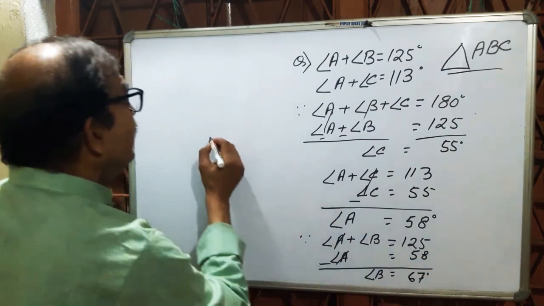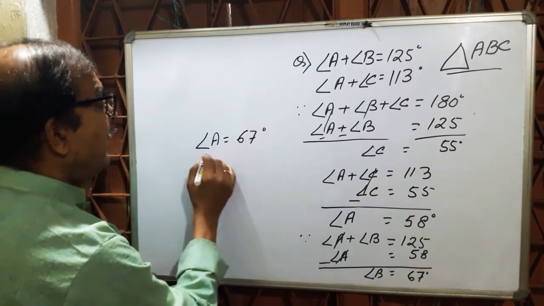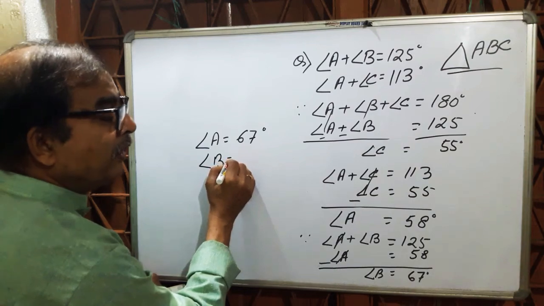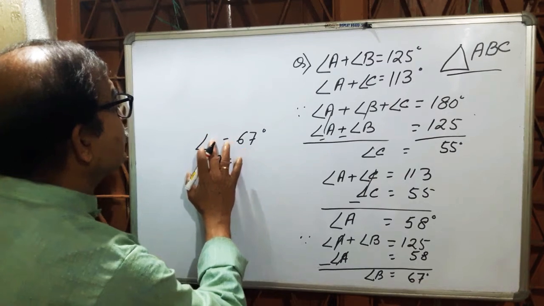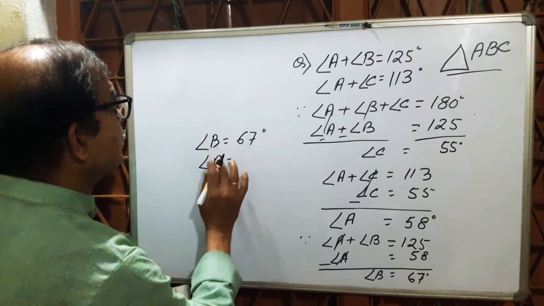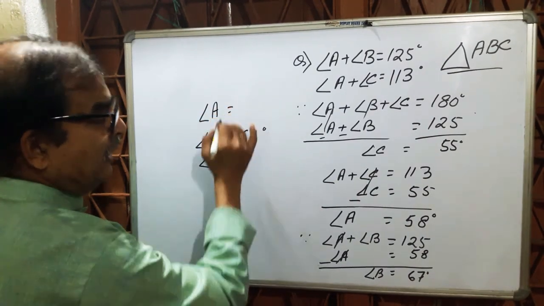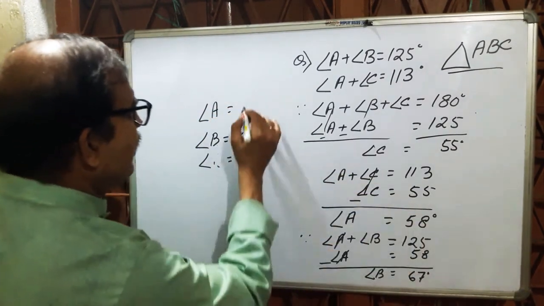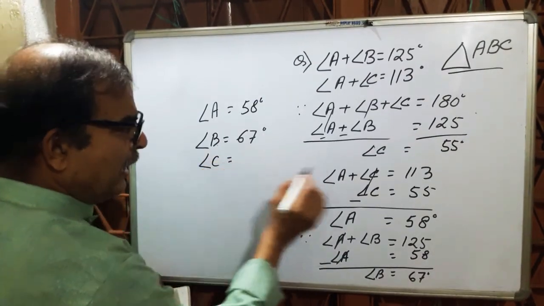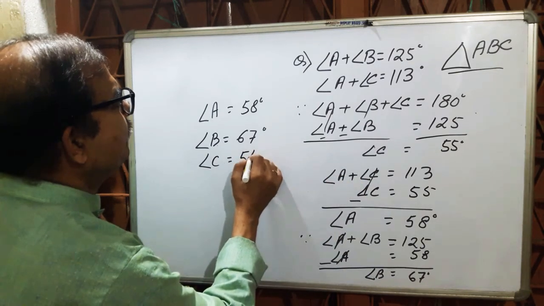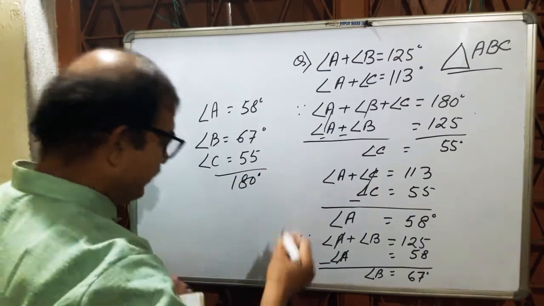Now angle B equal to 67 degree, angle A equal to 58 degree, and angle C is equal to 55 degree. So if you add it, you will get 180 degree. It is matching. Now the third question.